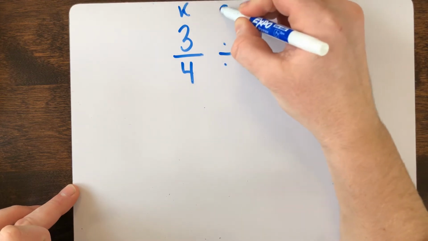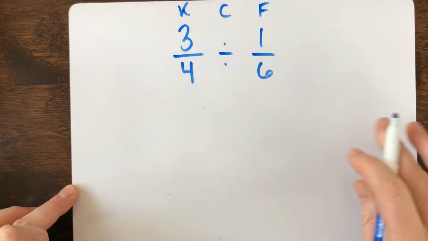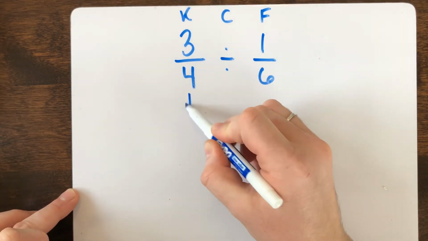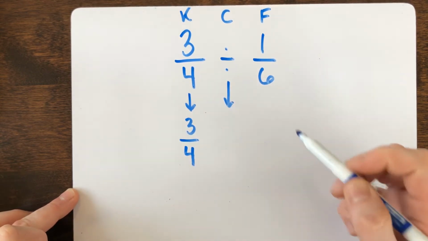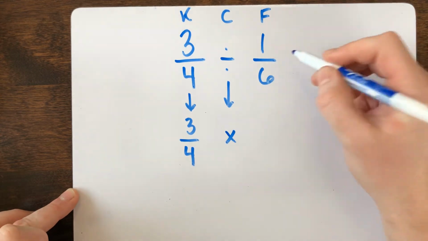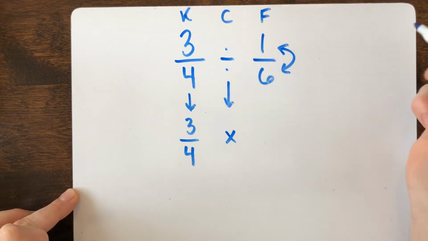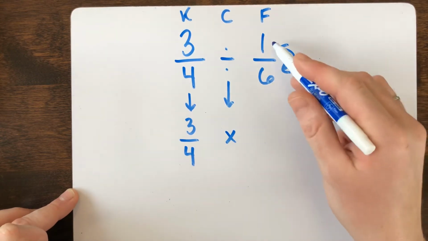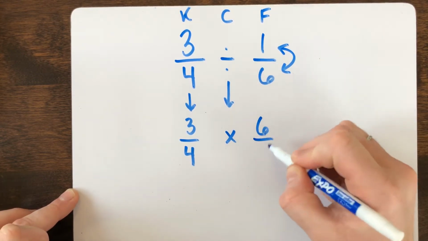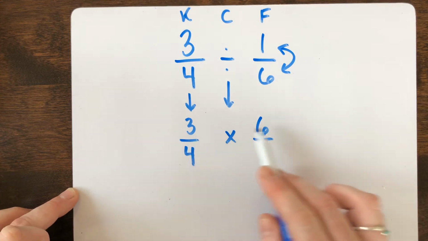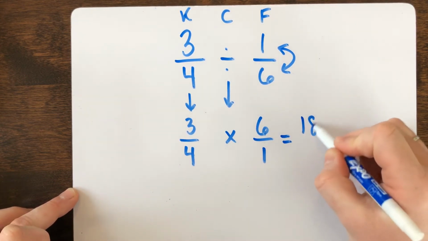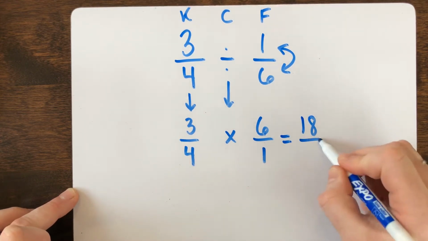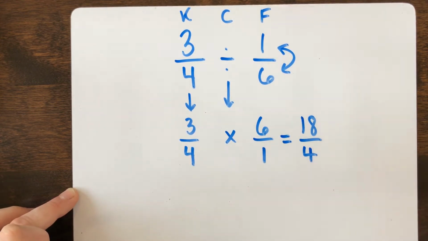Again, we do the exact same thing we did yesterday. Keep, change, flip. So keep the 3/4, change the division to multiplication, and flip, or like we talked about yesterday, find the reciprocal of 1/6, and we get 6/1. And now all we have to do is multiply straight across. 3 times 6 is 18.